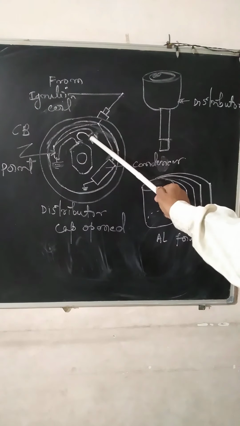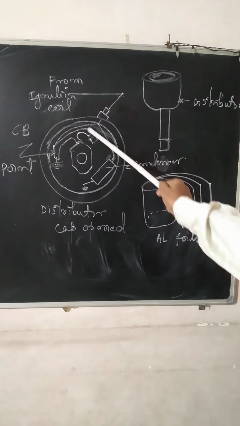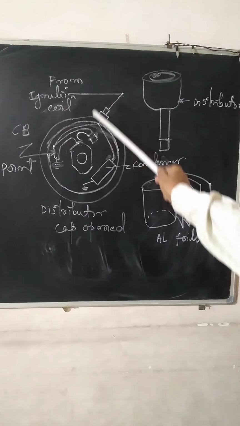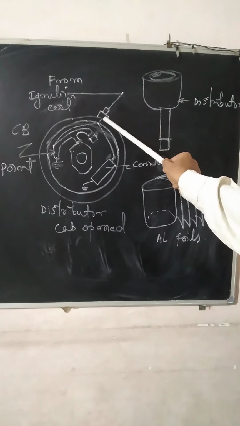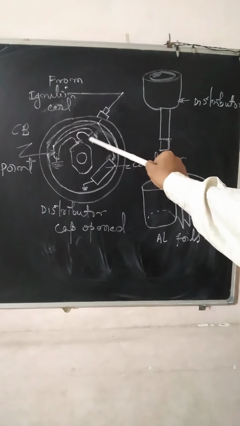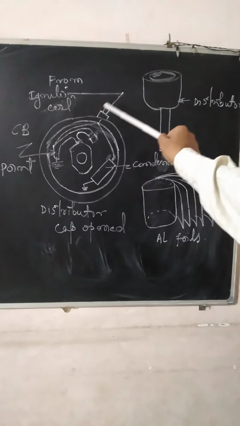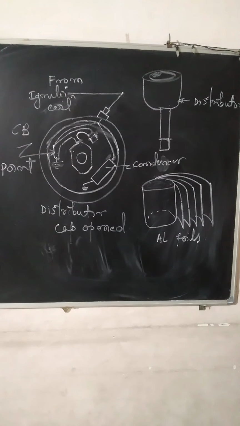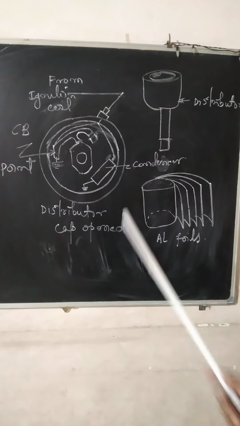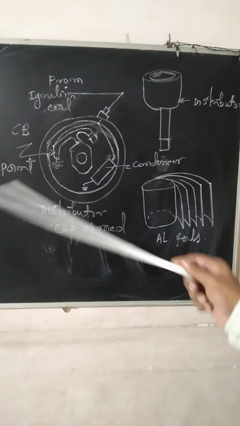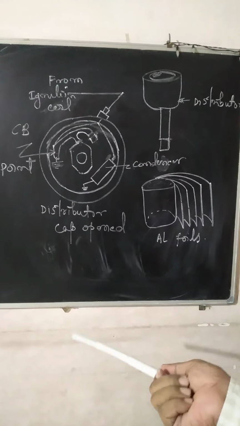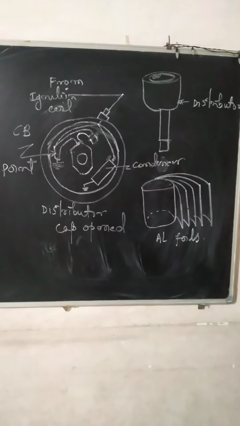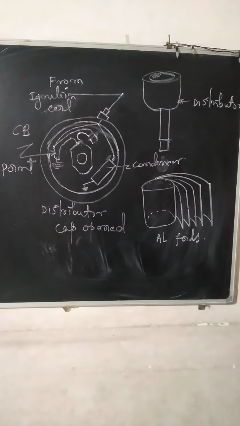So what will happen when the circuit is broken over here? From here only 12 volts of current is coming. So when it is broken, suddenly the flow of electrons is stopped. As a result, a magnetic field develops in the ignition coil, and that will give an output of 22 to 30,000 volts in the ignition coil. That ignition coil is separately connected to the spark plug.